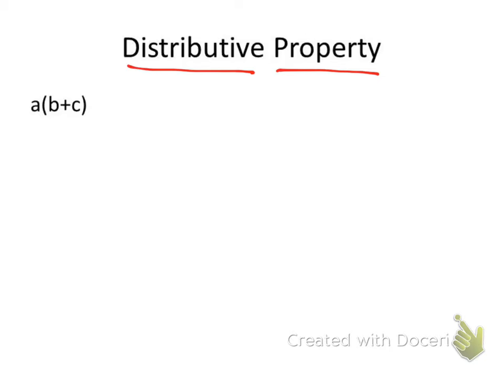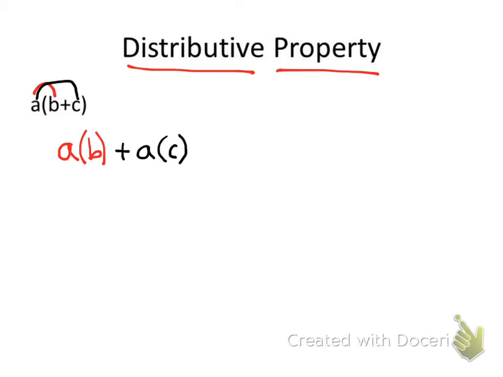So, the distributive property tells us just another way that we could rewrite this. So, B and C are not like terms, right? We can't just add them together. What we can do is multiply them both by the A. What is A times B? Ab, good. What is A times C? Just AC, very good.